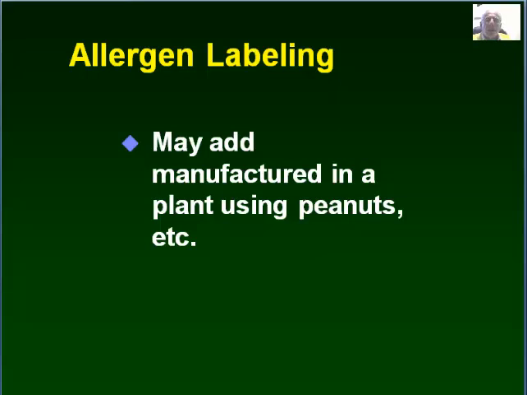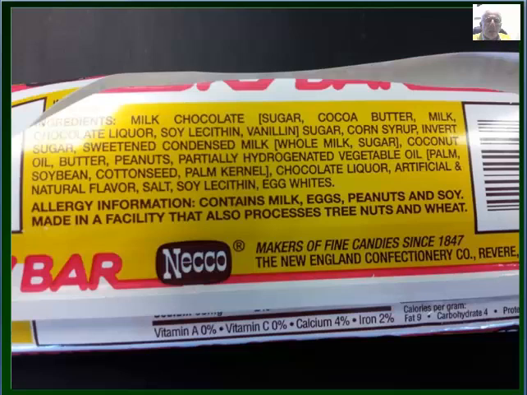And here's an example of one of my favorite candy bars, Sky Bar. These bars were available when I was a kid. You can still buy them, but they're not very prevalent anymore. But it says here at the very bottom of the label, after the ingredients, allergen information. It contains milk, eggs, peanuts, and soy. And then below that, they said made in a facility that also processes tree nuts and wheat, so that the consumer, again, has that option of determining if they really want to consume that product.